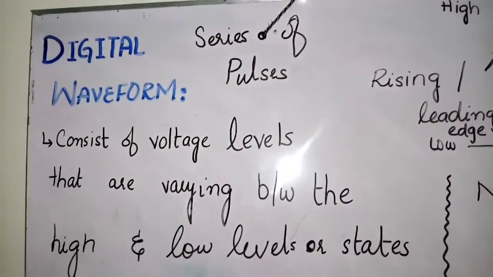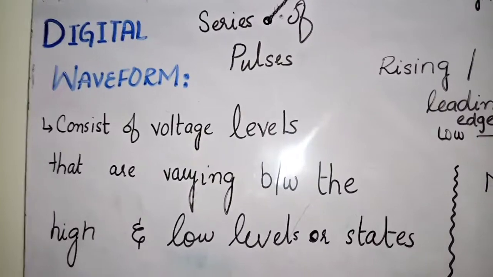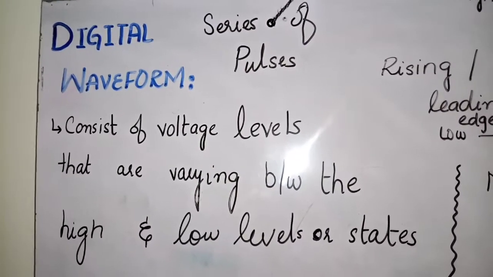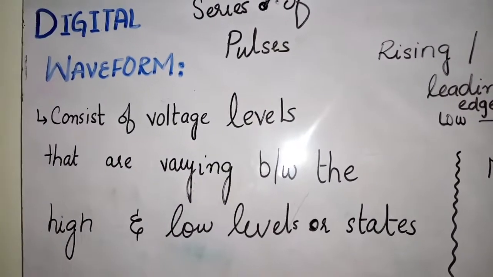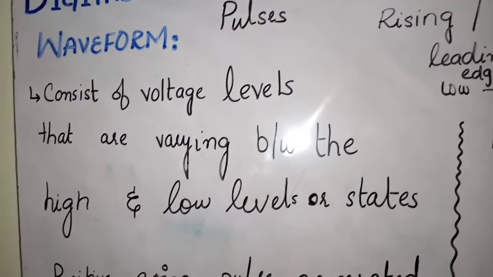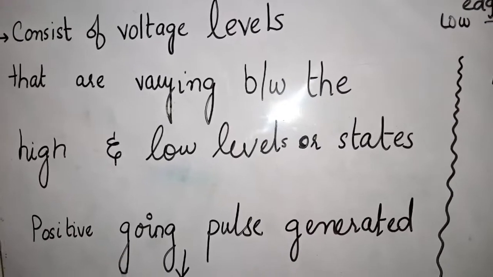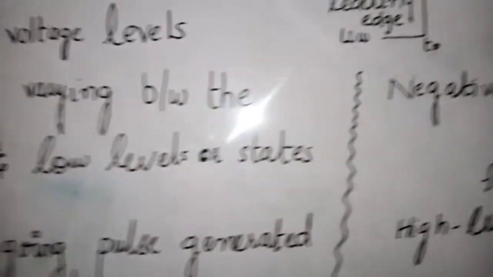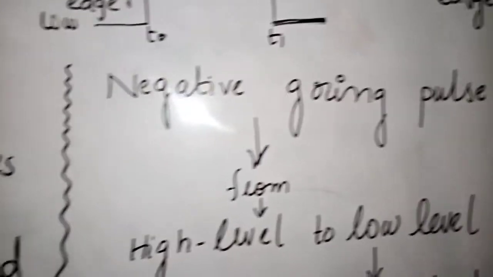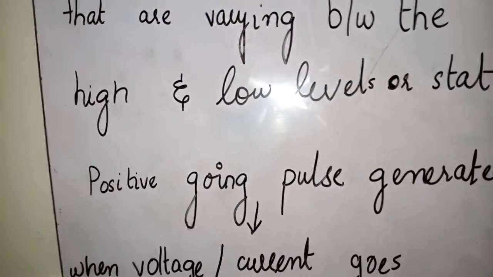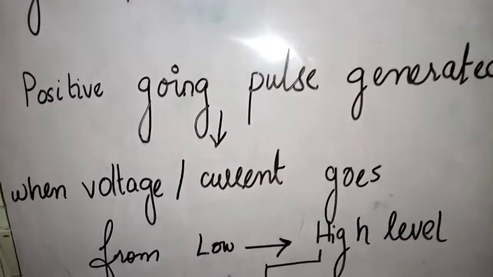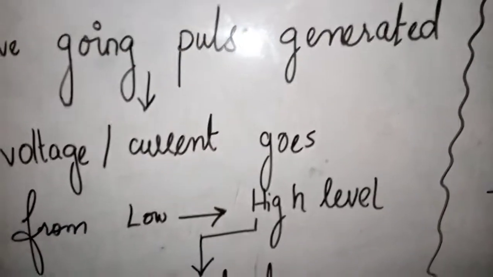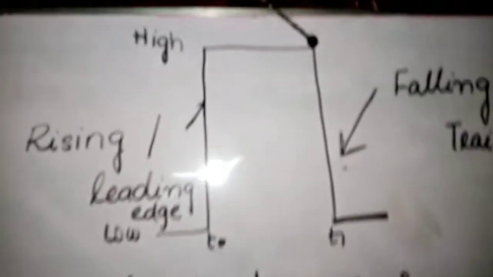So a digital waveform is a series of pulses. Basically, it is the voltage levels that are varying between the high and low levels or states. So the examples are the positive going pulse and the negative going pulse. What is a positive going pulse? A positive going pulse is when voltage or current goes from low state to the high level and then back to the low level. Let's come towards this diagram.